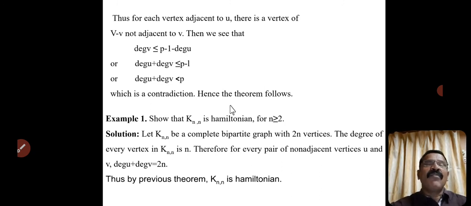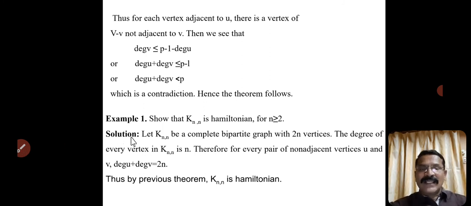Hence, the theorem follows. What is the theorem? When the graph satisfies that condition, it should be a Hamiltonian graph. But we had considered it non-Hamiltonian, so that's why we got a contradiction. So it should be a Hamiltonian graph. With this proof, we take one example to apply this result.